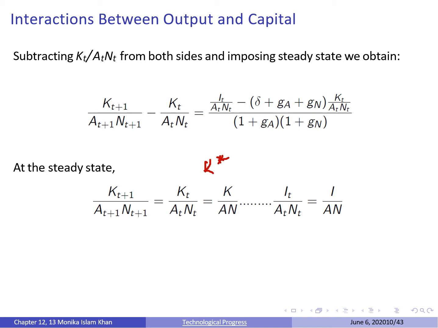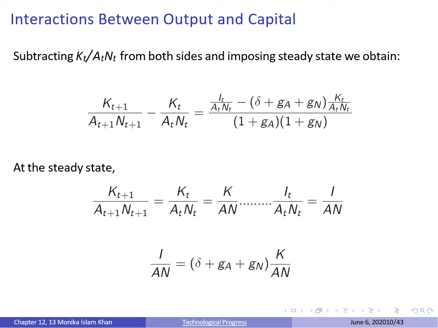So at the steady state, Kt plus 1 over At plus 1 times Nt plus 1 equals K over An, and then Kt over At times An is also equal to K over An. Also in the steady state, your time subscripts go away for this equation as well, so It over At times An becomes I over An, which means at the steady state, none of these variables are growing, they are constant.